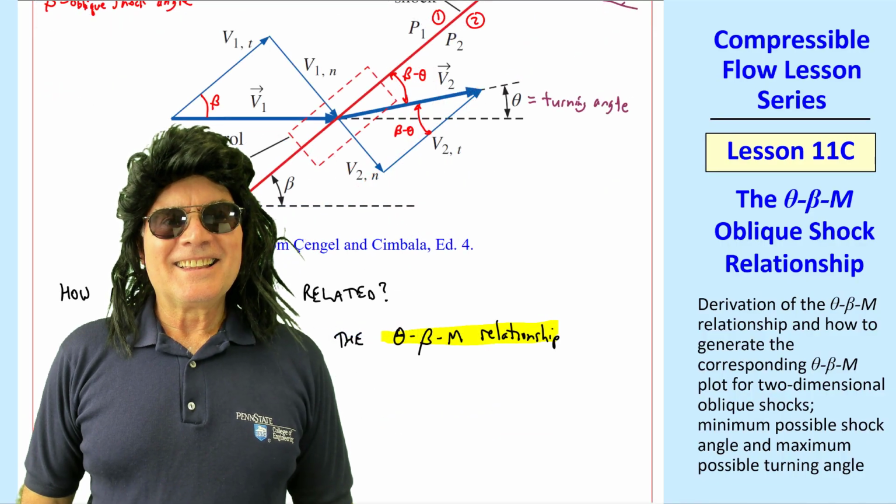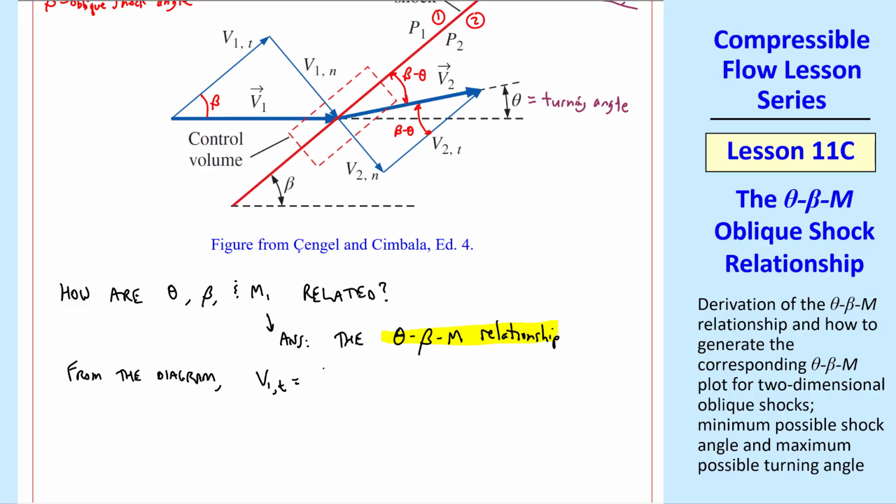I'll derive that relationship here. From the diagram, the tangential component V1t is V1n over tangent beta. We can see that here. Similarly, V2t is V2n over tangent beta minus theta, as we see here.